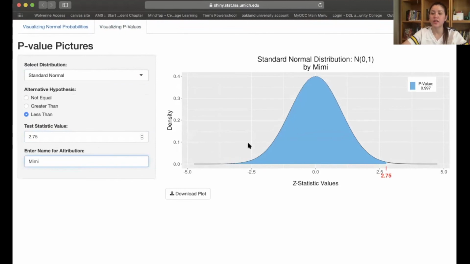So as you can see, the probability is equal to 0.997. So according to the Shiny app, my p-value, if x is less than or equal to 8, is equal to 0.997. And that is our final answer.